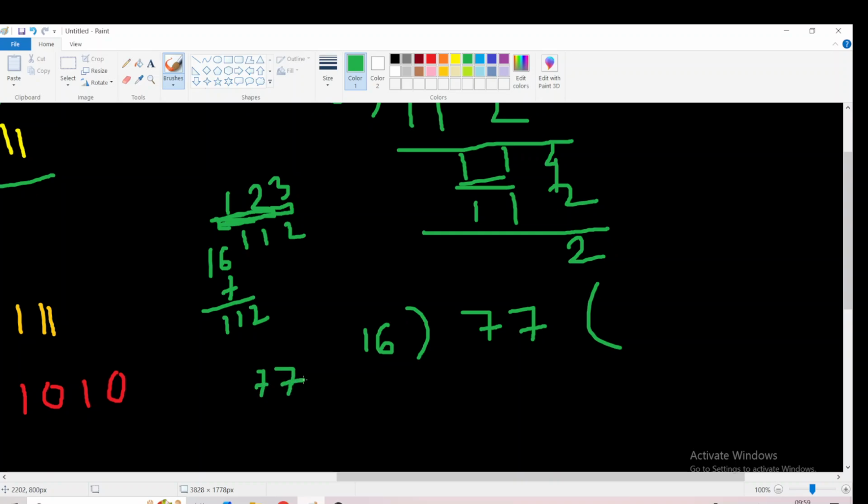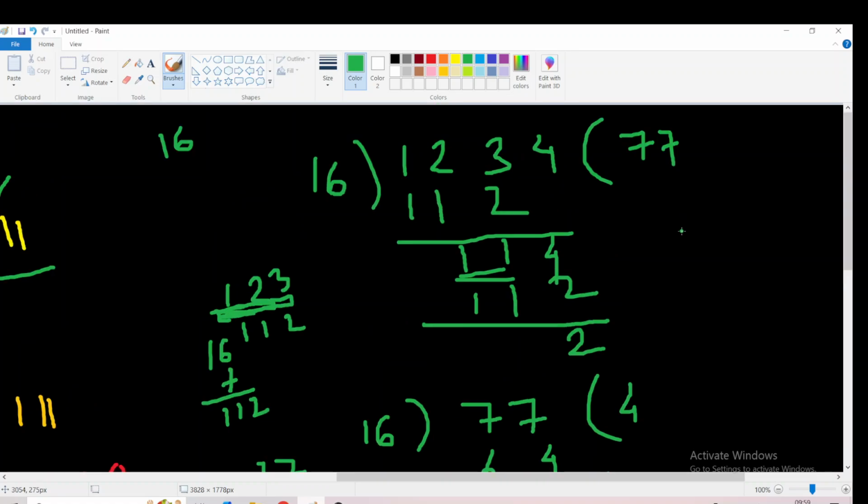77 is greater than 16, so we take 16 into 4, which is 64. So we get 13 as the remainder and 4 as the quotient. So our answer will come from, I think, 2, 13 and 4. 2, 13 and 4 will be our value.